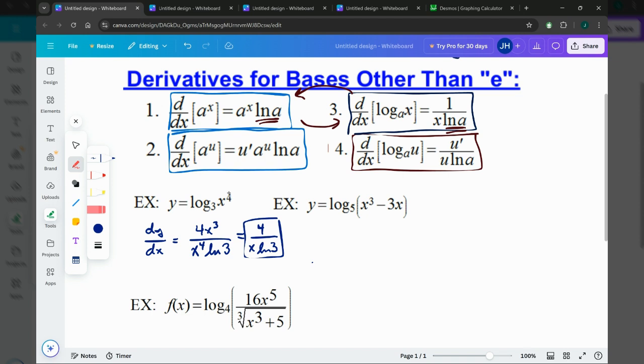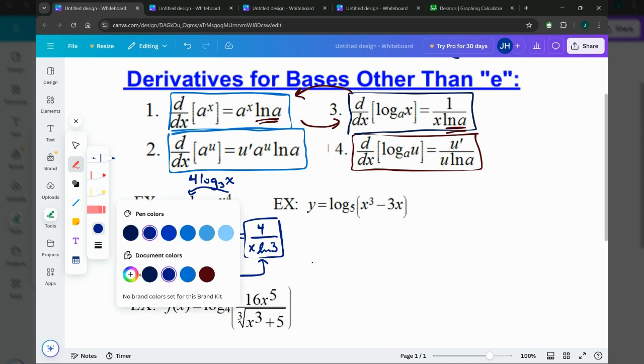Now think about it. If I had brought the 4 out front, this would have been written as 4 log base 3 of x. And if I took the derivative of that, I'd have the 4 times 1 over x, and I would divide by the natural log of 3. So I'd end up getting the same thing if I expand it.